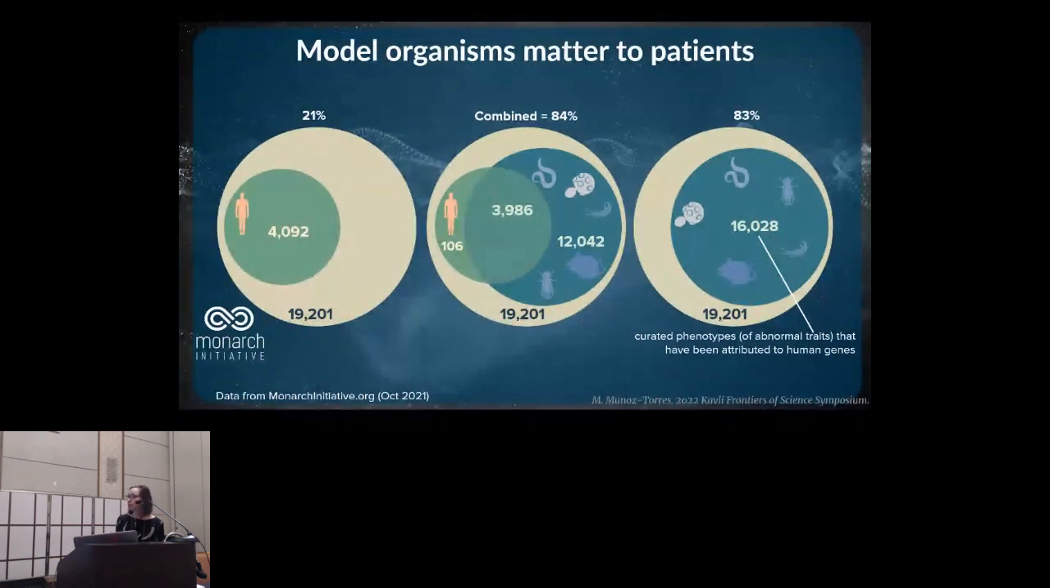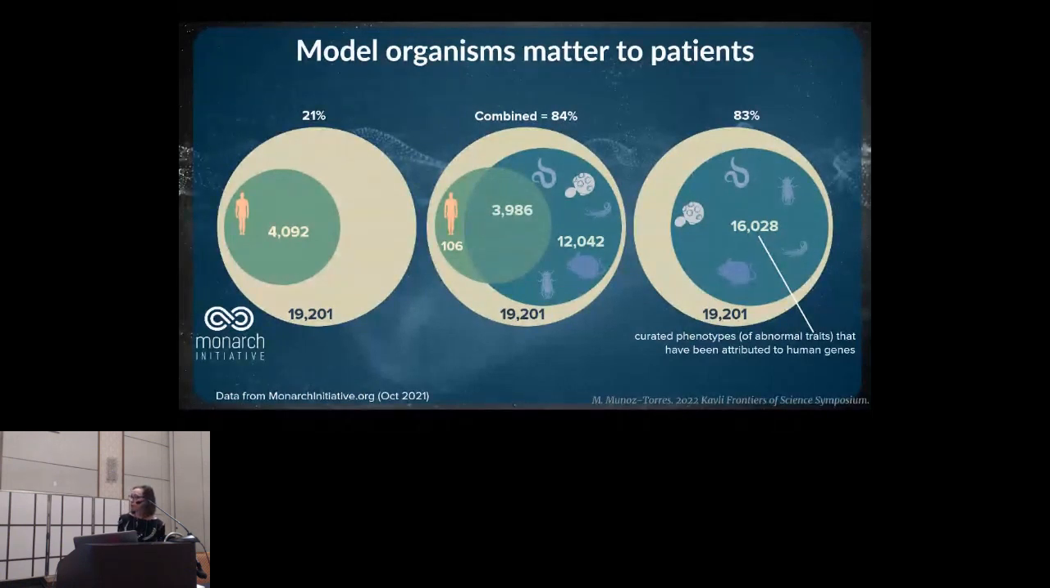So over on the left, we took the 19,201 human coding genes and identified just over 4,000 of them that had causal variations associated with outcomes. So that's a lot of genes for which we don't know causal phenotypic outcomes. That's not to say they're not associated in a GWAS or something like that.